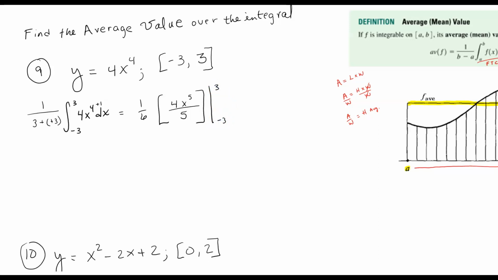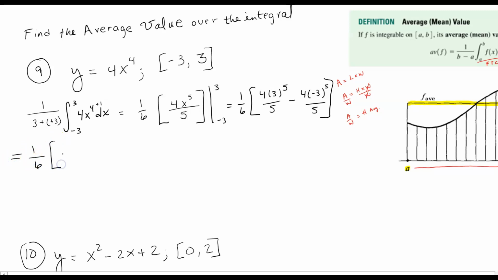And nothing to it there. So what does this look like? It is 1/6 of 4 times 3 to the 5th power divided by 5, minus 4 times -3 to the 5th power divided by 5. Something that looks a lot like that. And I'm going to continue here. I'm going to go ahead and do the evaluation for you. 3 to the 5th is 243 times 4.